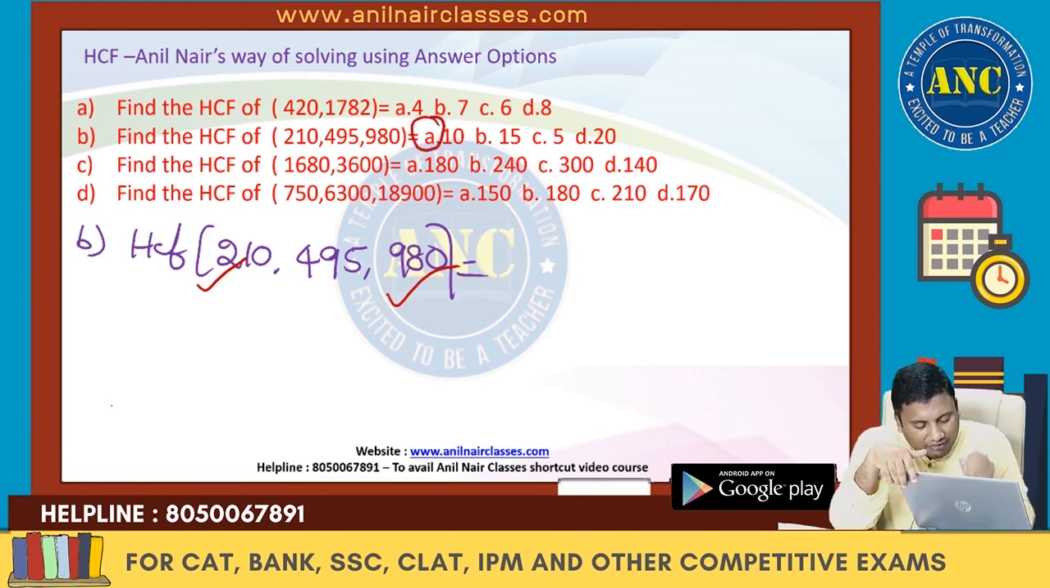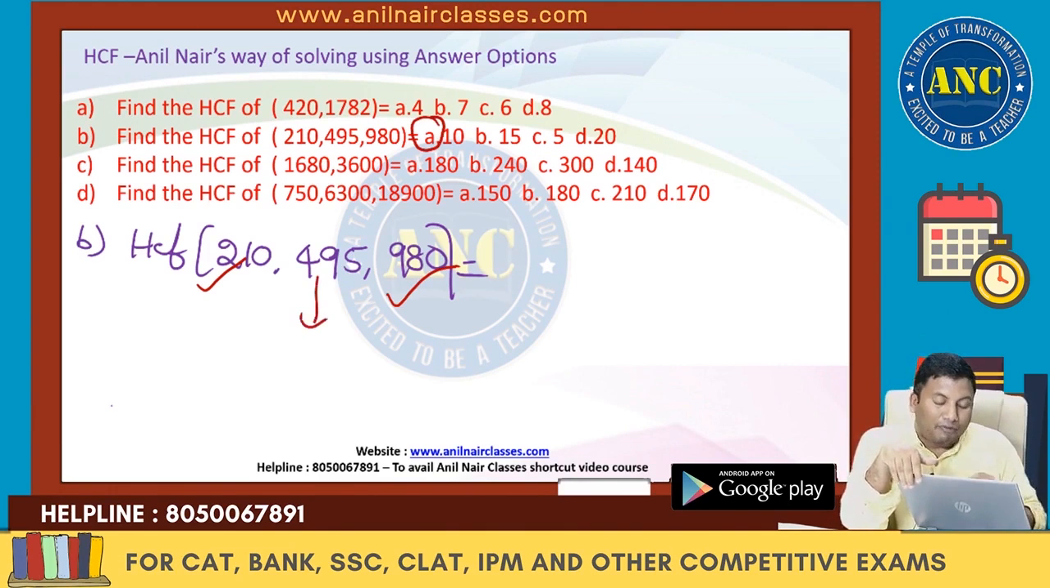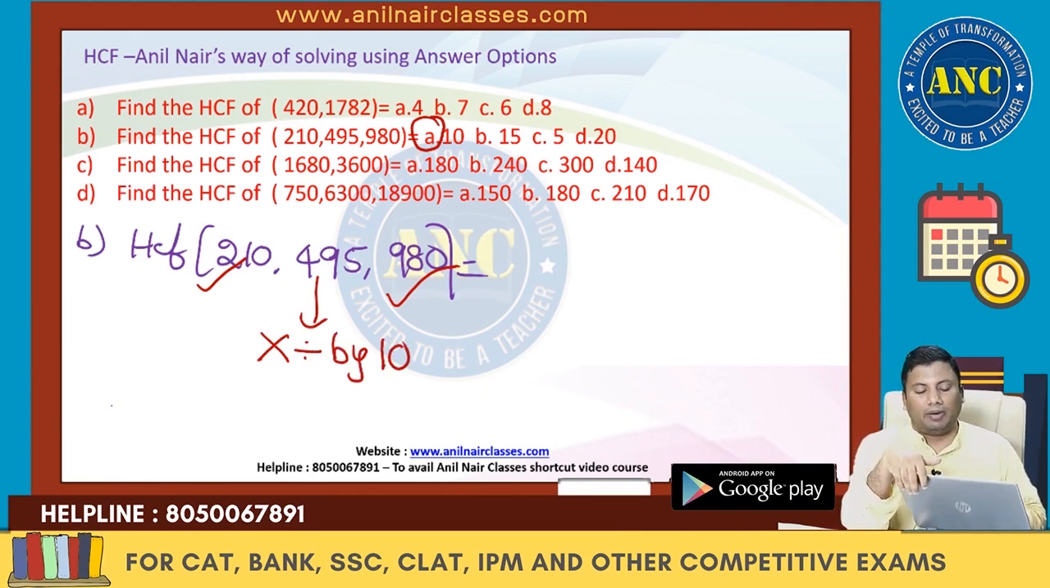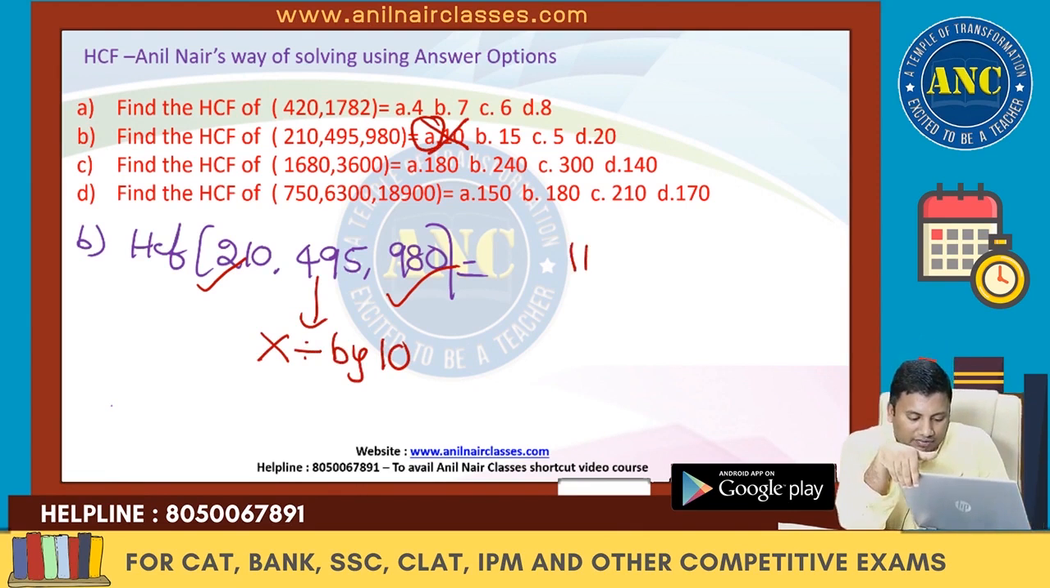If I take the first option, it is 10. That is also divisible by 10. 495 should be divisible by 10. 495 is not divisible by 10. 10 is incorrect because of this example.